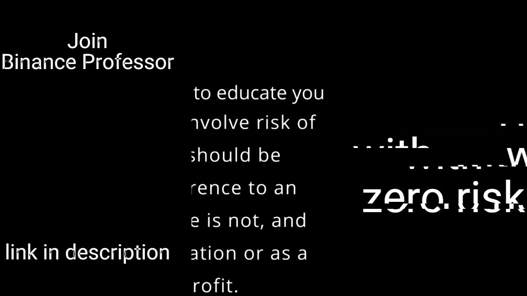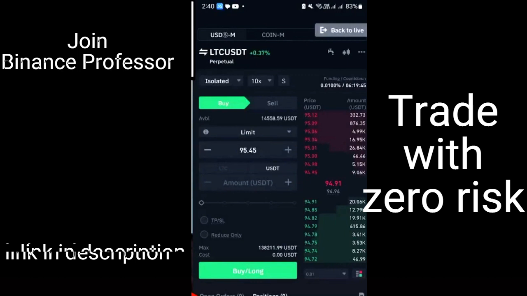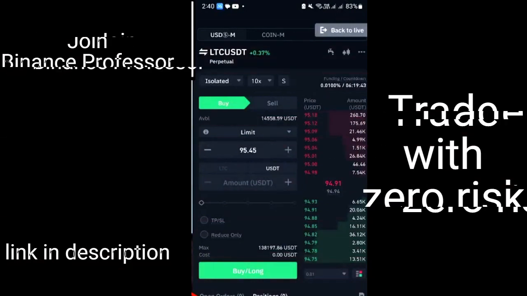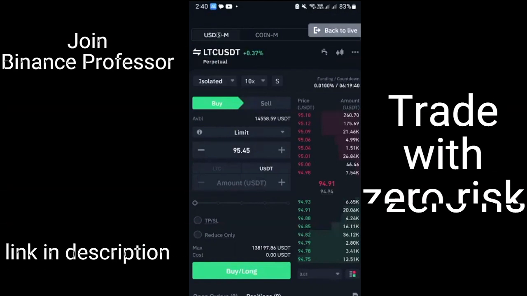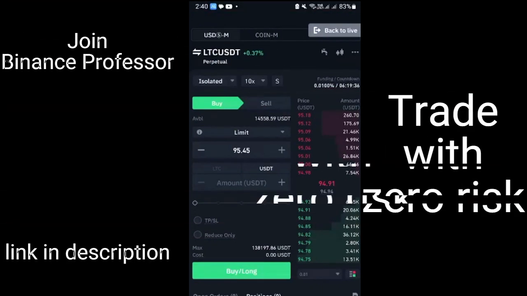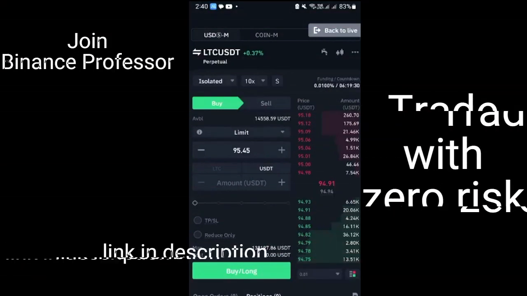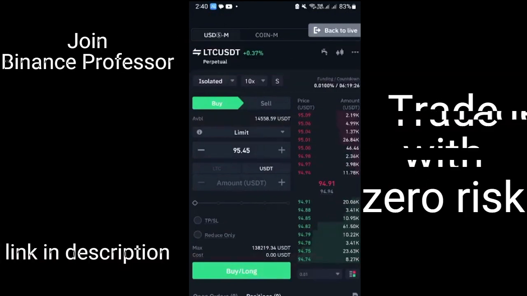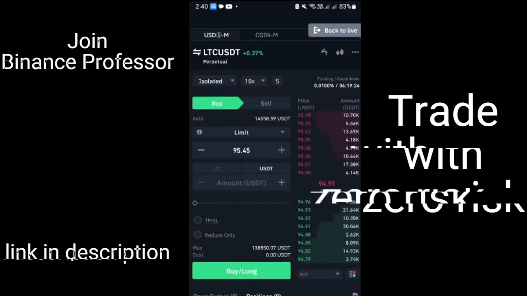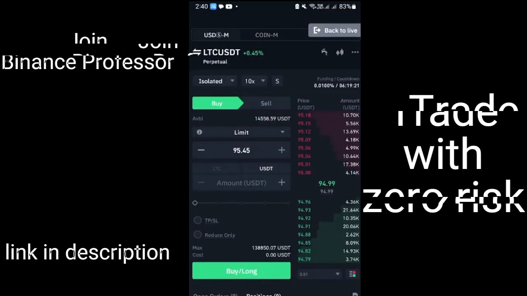Are you tired of constantly worrying about liquidation prices when trading on Binance futures? Well, there's good news for you. Binance has introduced a new feature called Isolated Margin Mode that allows you to trade futures contracts without risking your entire margin balance. In this video, we're going to take a closer look at how you can use Binance's Isolated Margin Mode to trade futures contracts with zero liquidation risk.